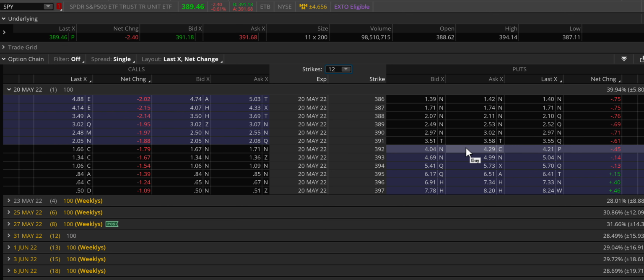And you'd buy this option here. You have to buy 100 of them, so it's actually going to cost you $400 to buy one at minimum, or $429, somewhere in that ballpark.